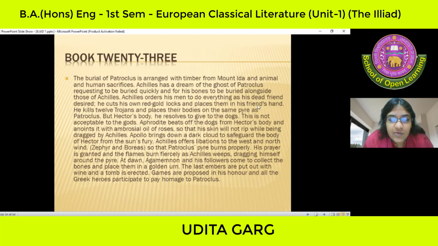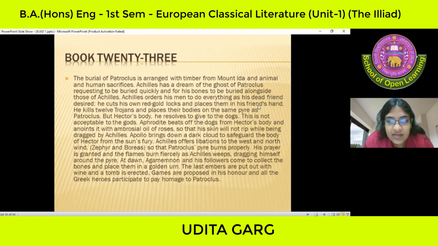Achilles orders his men to do everything as his dead friend desired. He cuts down his own red gold locks and places them in his friend's hand. He kills 12 Trojans and places their bodies on the same pyre as Patroclus. But Hector's body he resolves to give to the dogs. This is not acceptable to the gods. Aphrodite beats off the dogs from Hector's body and anoints it with ambrosial oil of roses so that his skin will not rip while being dragged by Achilles. Apollo brings down a dark cloud to safeguard the body of Hector from the sun's fury.